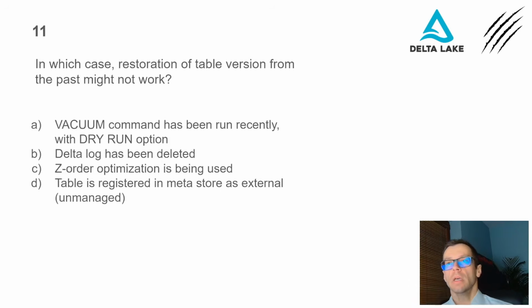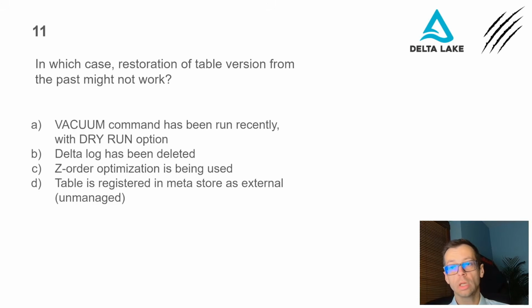11. In which case may restoration of the table version from the past not work? Okay, so what will happen if we recently run a vacuum command with a dry run option? Nothing. It will show us the files which would be removed by vacuum. What will happen if the delta log has been deleted? That's a bigger problem. C. Z-order optimization is being used. Is that any problem for restoring the table version?